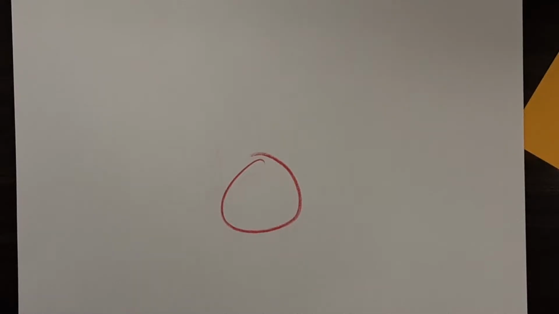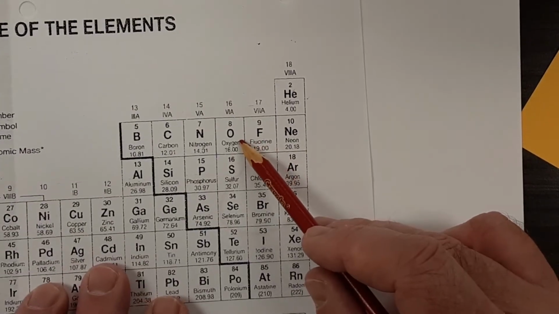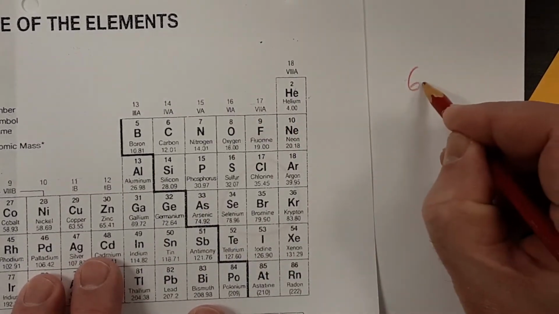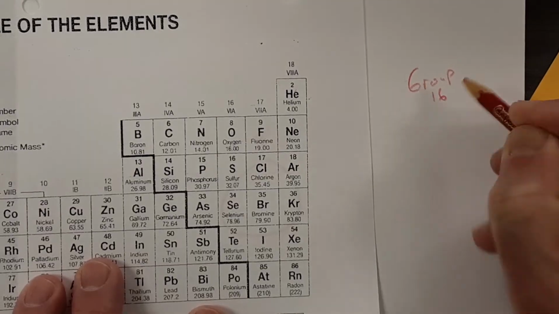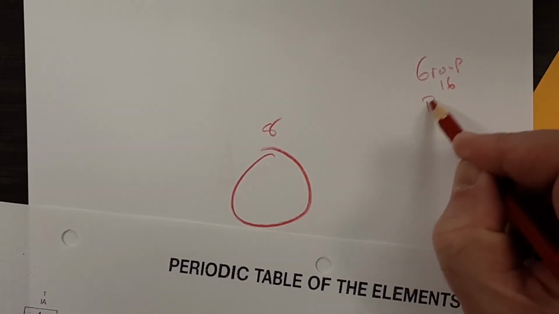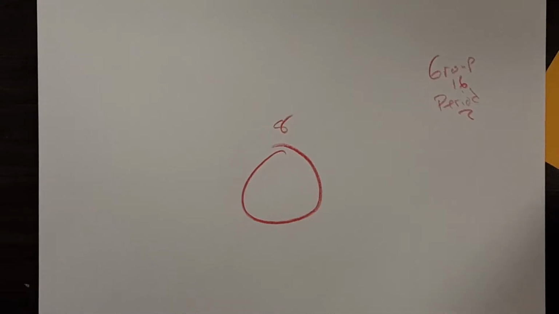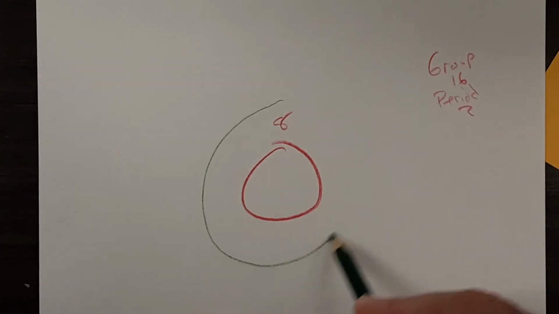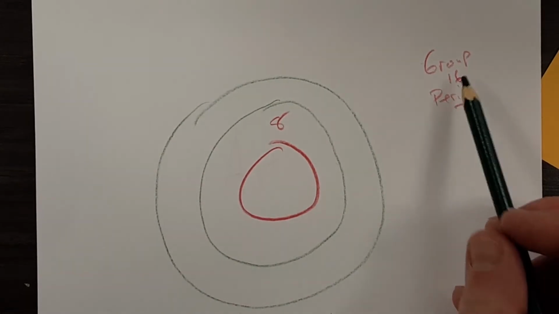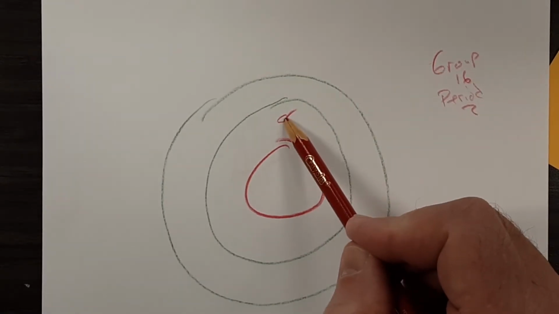This already looks like an orbit, but it's oxygen. So oxygen, element number 8, is in group 16. It's in period number 2. So we draw 2 orbits because it's in period number 2. It's in group, we'll get to the group part in a second here. Then we're going to add our 8 electrons.